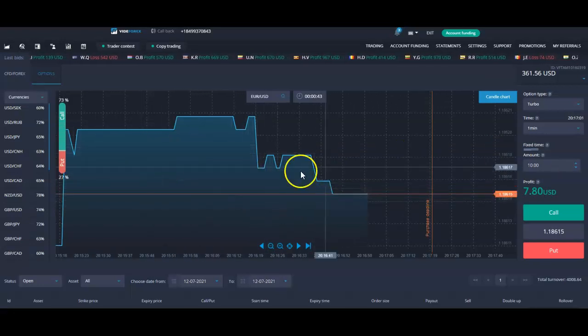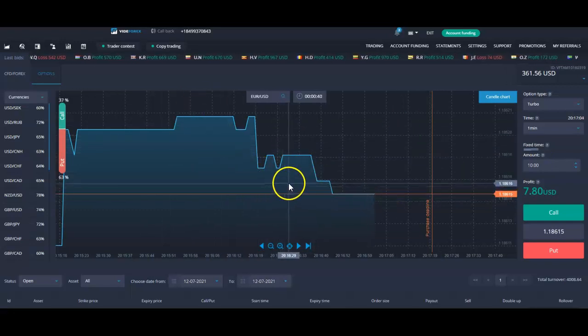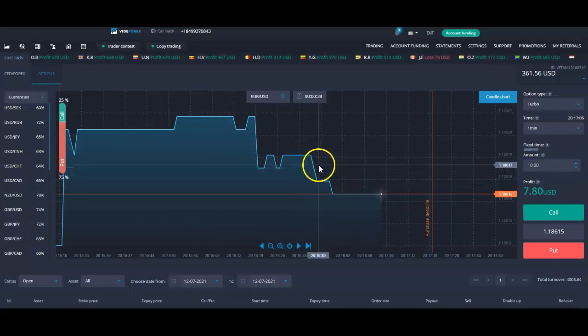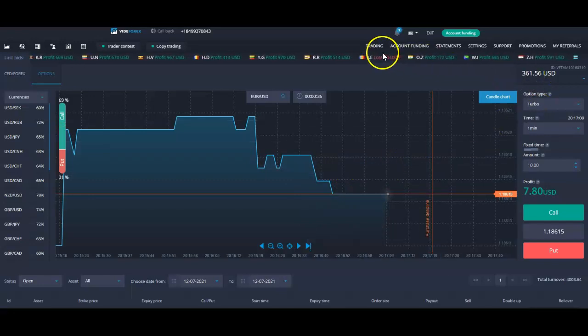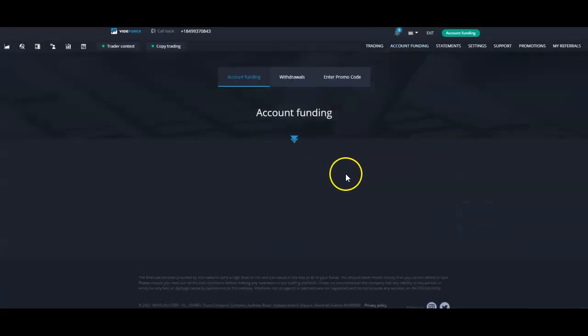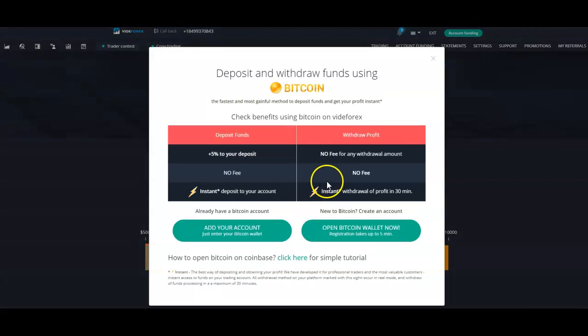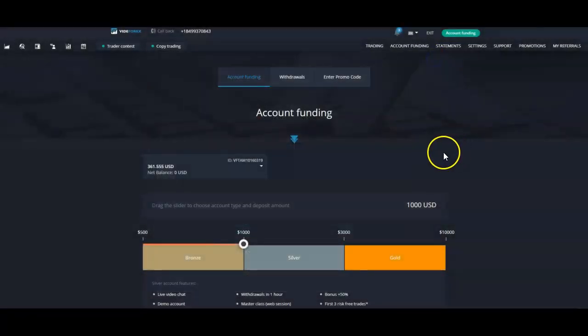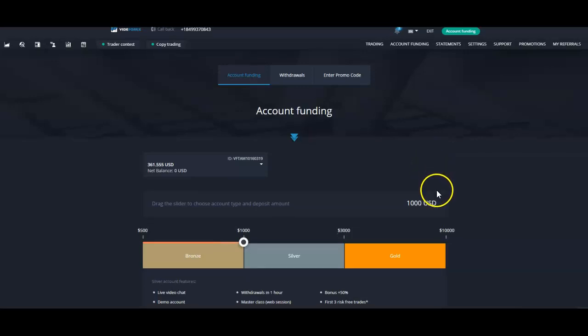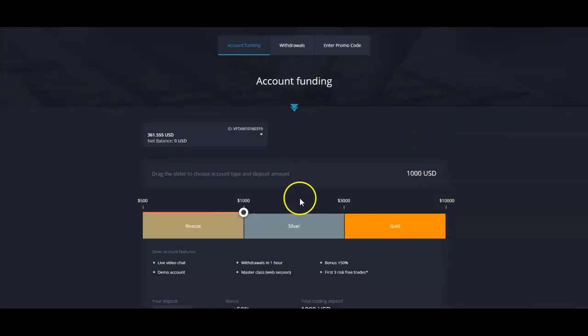So guys, this is how the interface is going to look when you log into Videforex, right? First thing first, if you need to fund your account, you're going to click on account funding. Very first thing. It's going to ask you what you deposit with. I highly recommend to deposit with Bitcoin because it's the fastest, securest, and you save 5%. You get a 5% added bonus just for using Bitcoin.